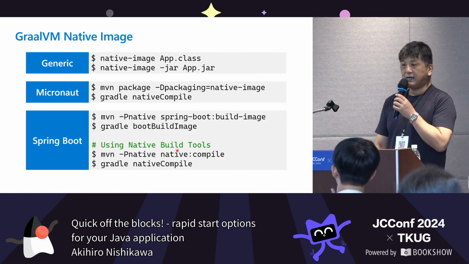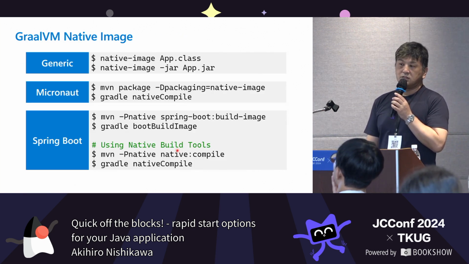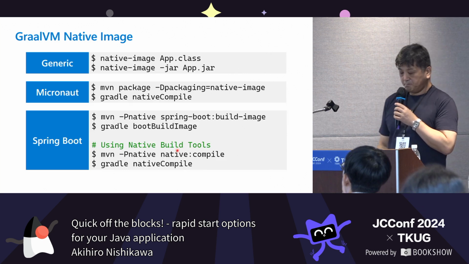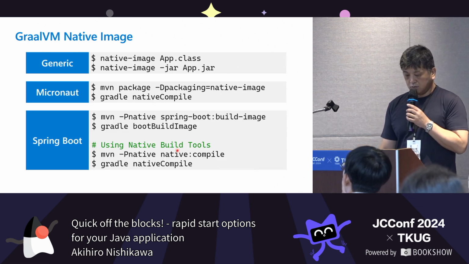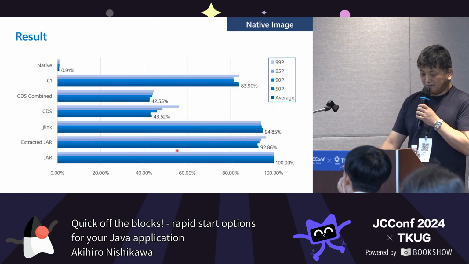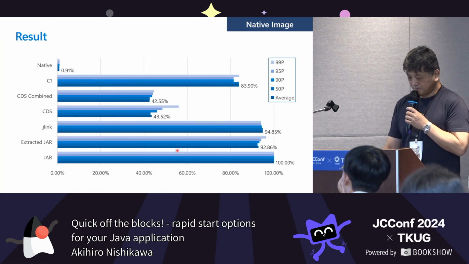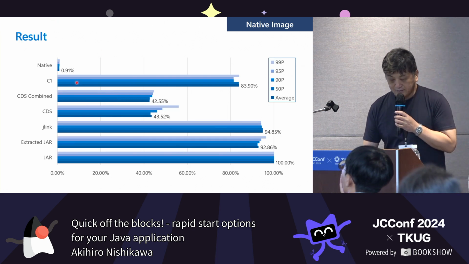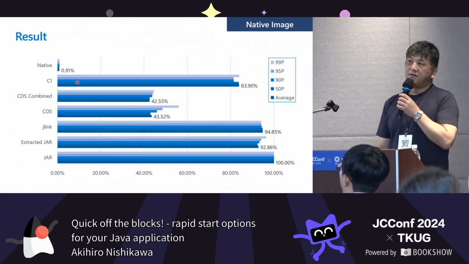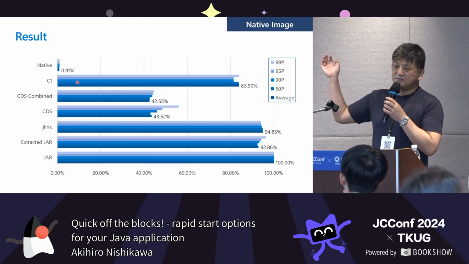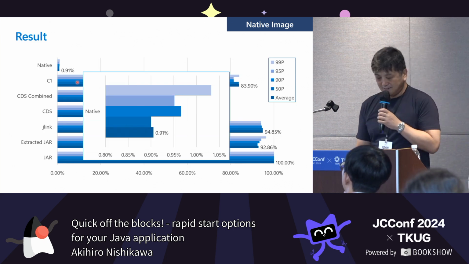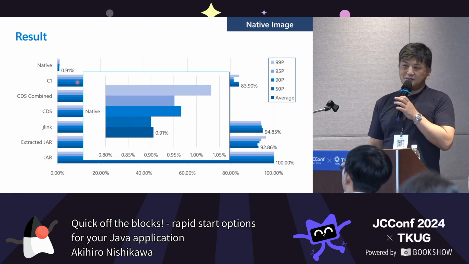GraalVM native image. I won't show the details of GraalVM native image, but you can create a native image easily with the native-image options, or a Maven or Gradle plugin, and the result is quite fast. 0.91%. So 100 times faster. Yeah. You know? Okay. So quite a lot faster.